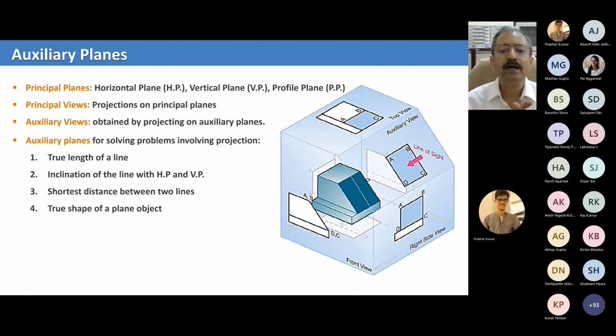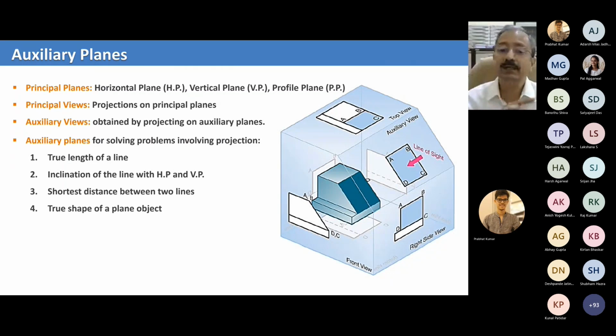Now, why do we need that? I just mentioned earlier, the length of a line which is inclined to one of the principal planes, its projection is shorter than the actual length of the line. But if your projection plane is parallel to the line, then the true length and the projected length are exactly the same. So a plane in which the projected length is the same as the true length will be an auxiliary plane of usefulness in a context like this. So we can get the true length of a line.